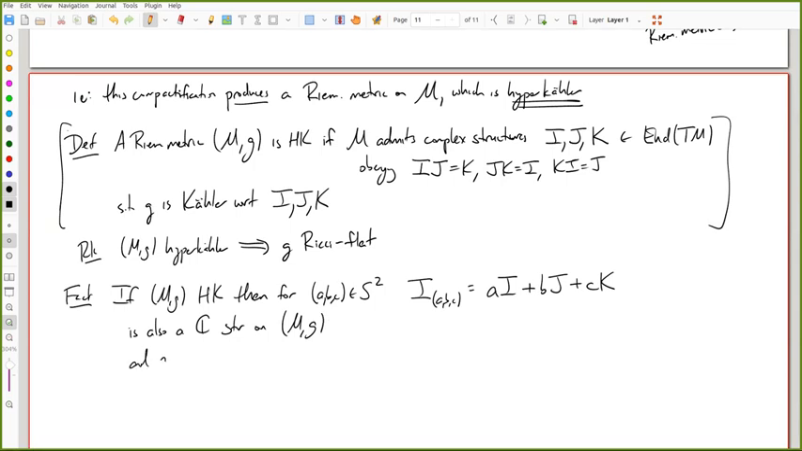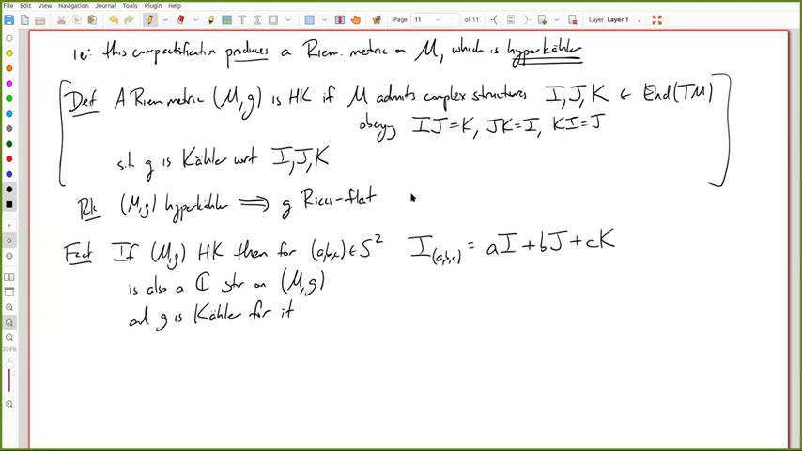And G is Kähler for it. So when you say hyperkähler, you first think of just having the three standard unit quaternions, but in fact, any unit quaternion gives you a complex structure on the space. And one of the big insights that's due to Hitchin about hyperkähler geometry is that it's a good idea to think of this S2 as actually being CP1.